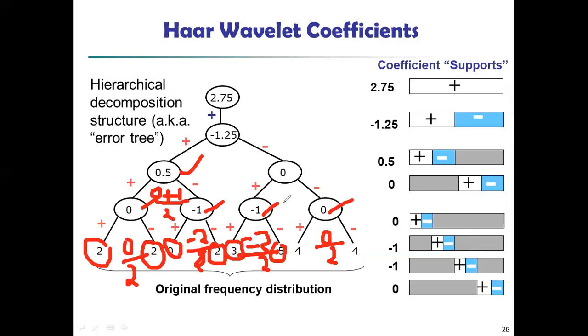Okay. Next, minus 1 and 0, that is the minus 1, 0 divided by 2. Minus 1 by 2. Minus 1 by 2, that is the minus 0.5. So minus 1, 0, that is the minus 1 by 2.